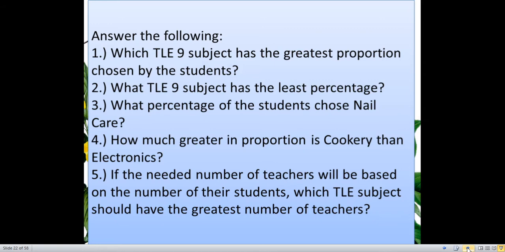For the fifth one, if the needed number of teachers will be based on the number of their students, which TLE subject should have the greatest number of teachers? Since we have the greatest proportion on dressmaking, therefore, we need the greatest number of teachers for dressmaking also.